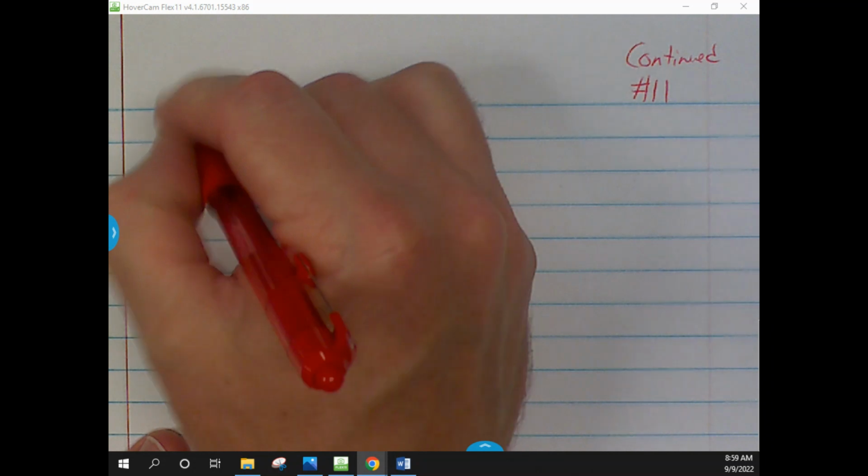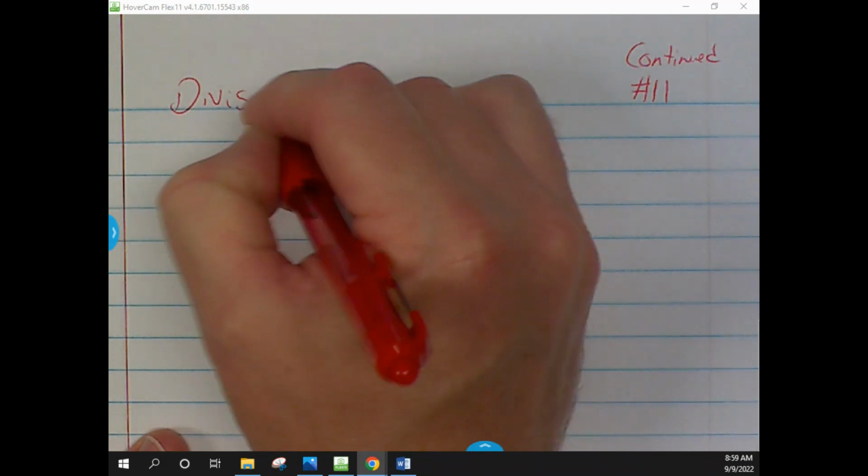All right, so if y'all want to just kind of continue this on from what we did yesterday, because it's a really short section for what we've got to do. So this is a continuation of the notes from yesterday. This is not new notes, it's just continued. Yesterday was number 11, so this is just number 11 continued, because it's a really short section. The only thing we're going to do is division.